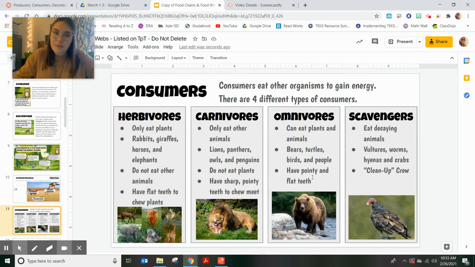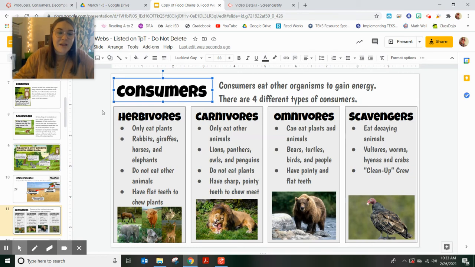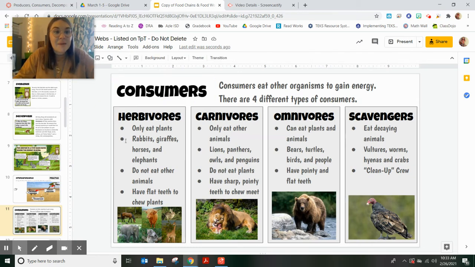And you know how I remember herbivore? The first 4 letters is herb. And I don't know if you've ever heard of an herb, but that's like plants, basically. It's seasonings you can put on things. So herbivore, I think of herbs, and herbs are plants. So I know that those type of consumers only eat plants. So those are things like rabbits, giraffes, horses, elephants. They don't eat other animals, and they have flat teeth so they can chew those plants.